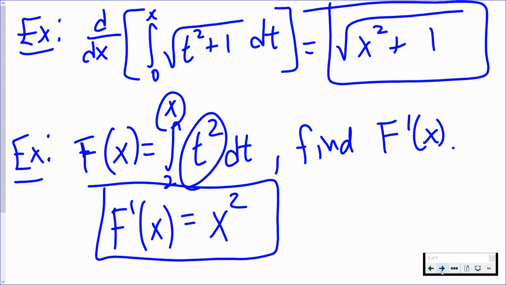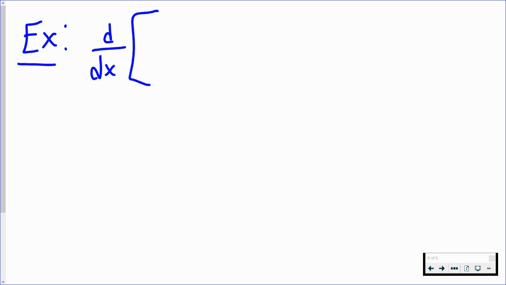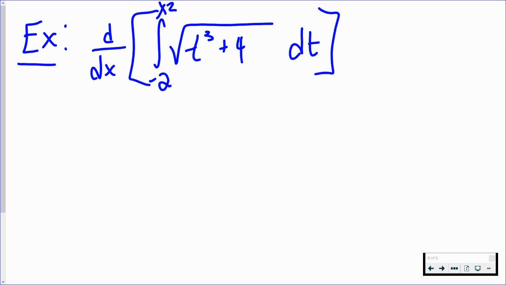Now, those are really easy. Almost too easy. Almost so easy that you think that this couldn't be real. Let's take a look at some of the more difficult ones. So let's say we have the derivative of the integral from -2 to x squared of the square root of t cubed plus 4 dt. Okay, so here's the difference. Notice that this has an upper limit of x squared. That's not just an x, so this is the function.